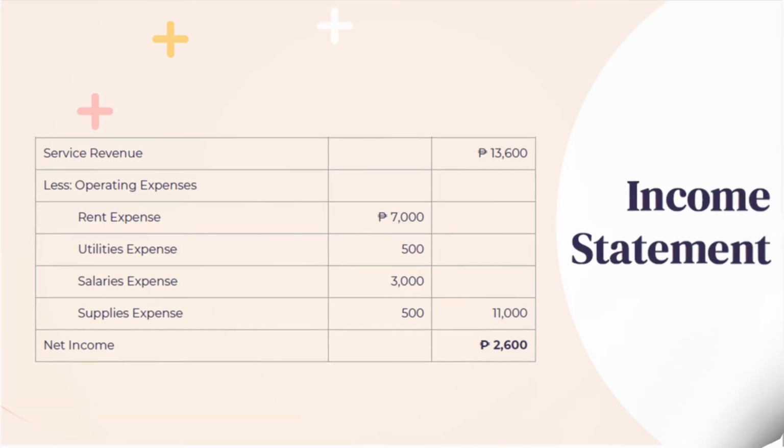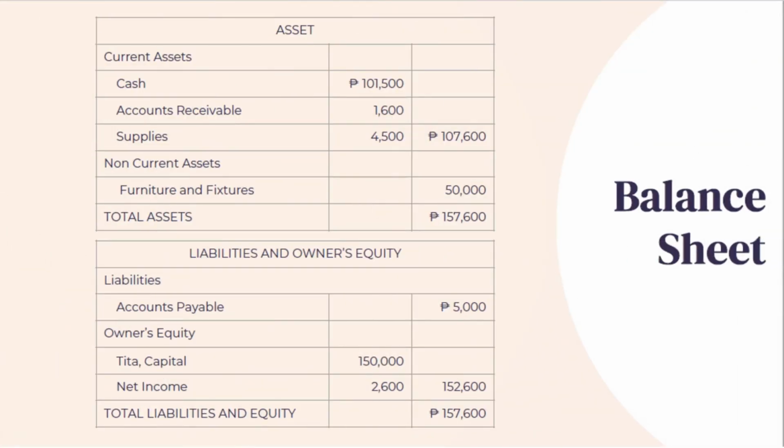Next, we have balance sheet. This financial statement reports the company's assets, liabilities, and equities. In balance sheet, may separate tayong total for assets and then combination of liabilities and owner's equity. The total of assets should be balanced with the total of liabilities and owner's equity. As you can see in our example, they both have 157,600 pesos as their total.